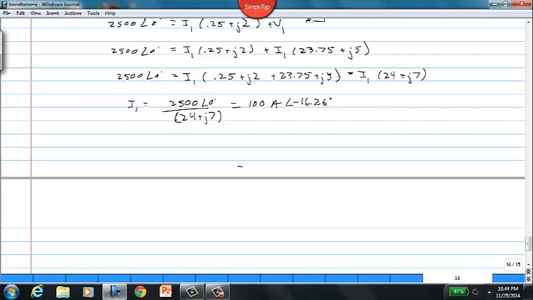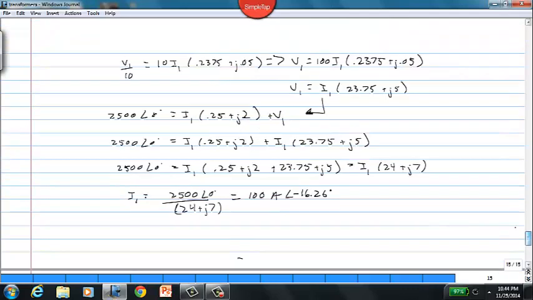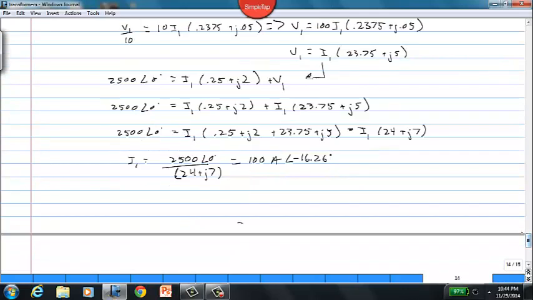I can plug that back into this equation for V1 right here. So I find the voltage across the primary is just equal to 100 angle negative 16.26 times 23.75 plus j5. And that gives me 2427.06 volts at an angle of negative 4.37 degrees.